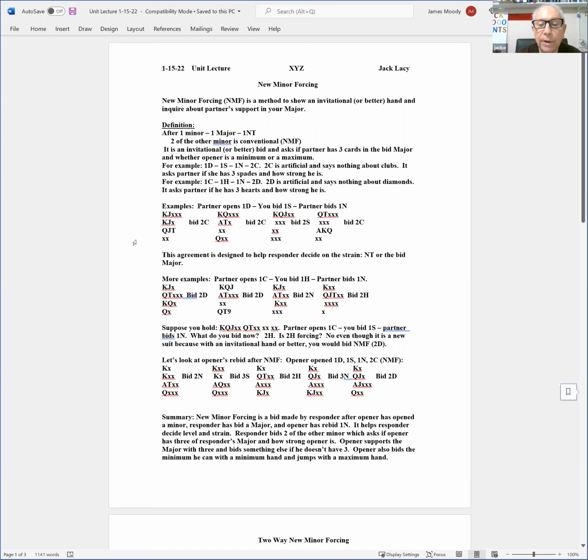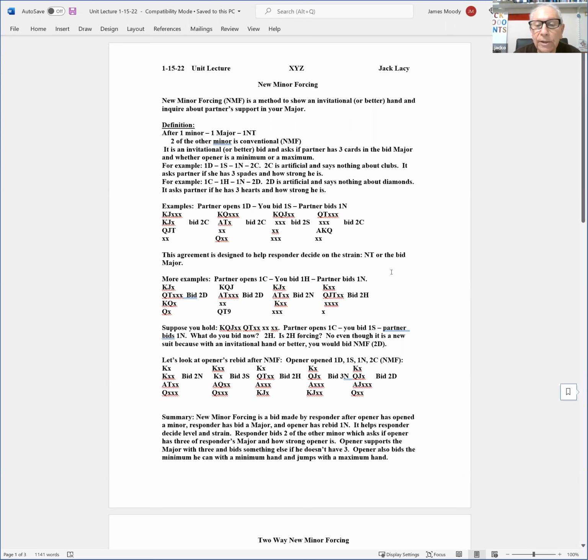And how strong are you? Third one, 4, 7, 10, 11. 4, 7, 10, 11, right? But you don't have 5 hearts. So there's no point in doing new minor forcing. You just bid 2 no trumps, saying, partner, how strong are you?